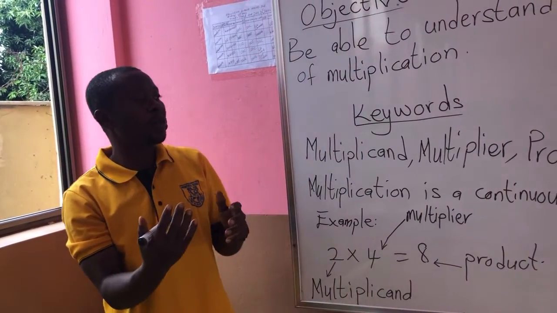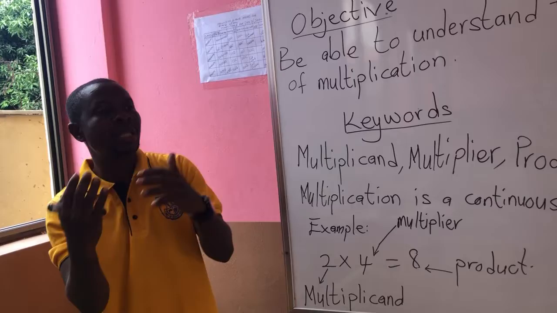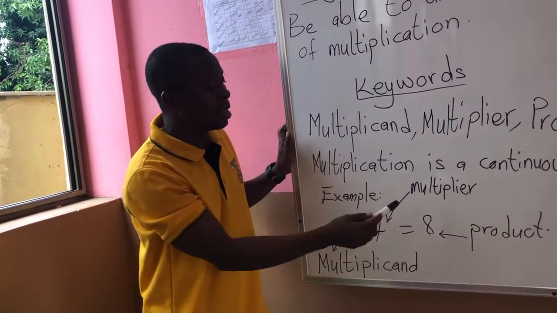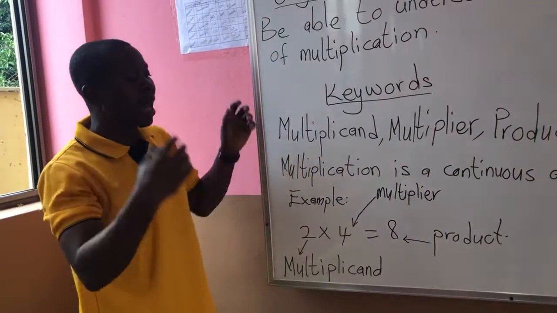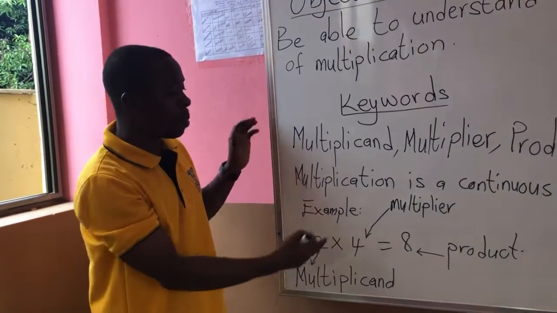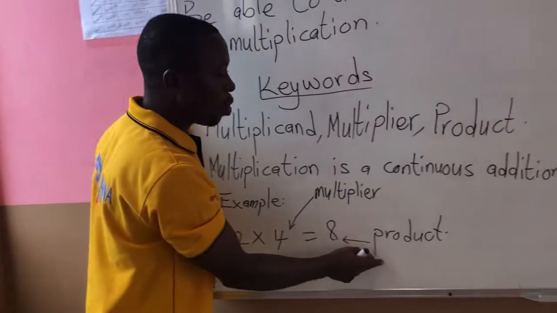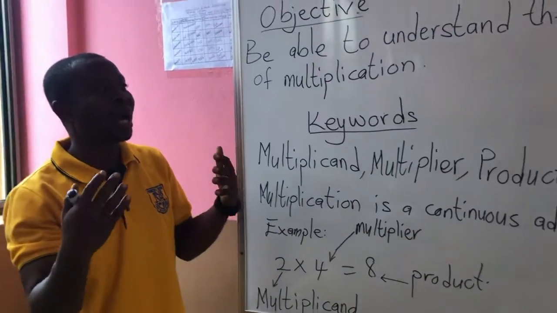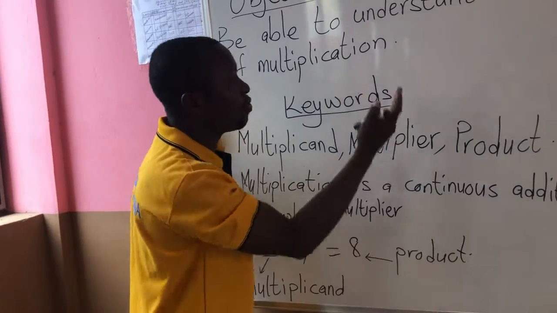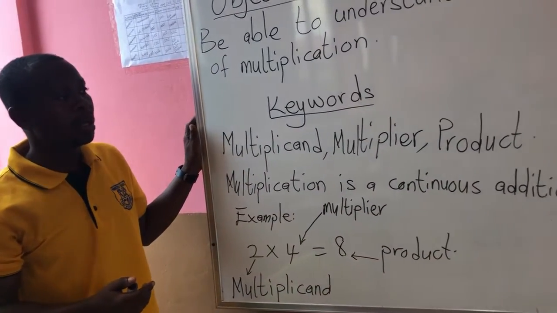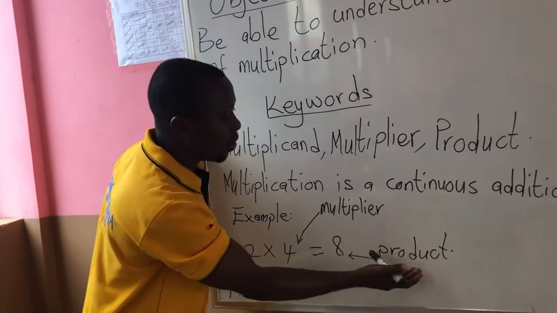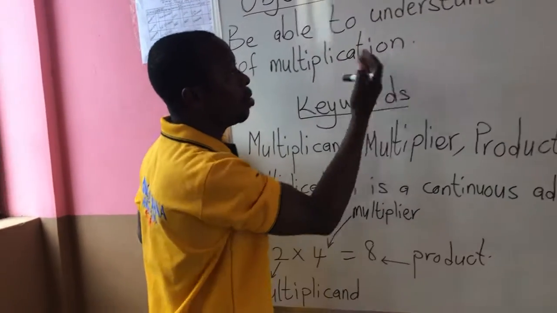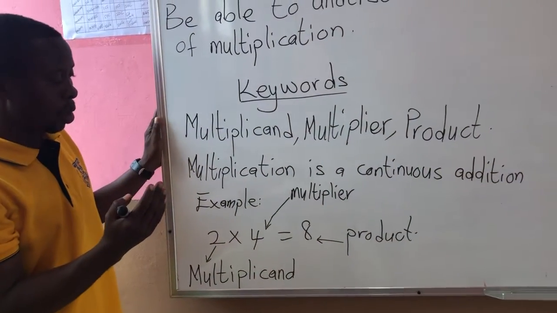For example, let's say we are multiplying Kofi with Ama. Kofi is the multiplicand, and Ama is the multiplier. The answer we get after multiplying Kofi by Ama is what we call the product. In an examination or a question, they can ask you to find the product instead of asking you to multiply. So multiplication and product are the same.